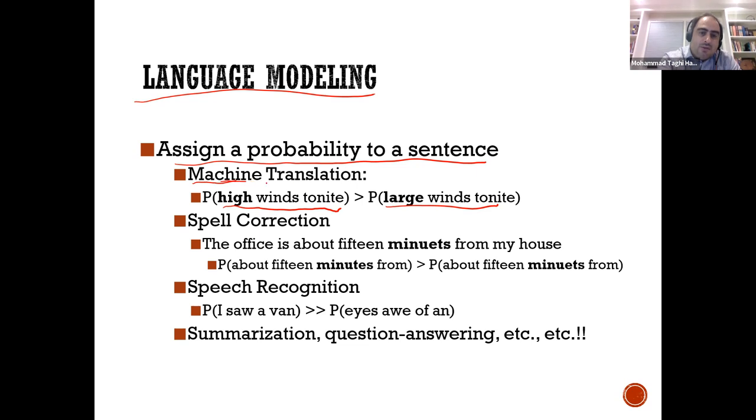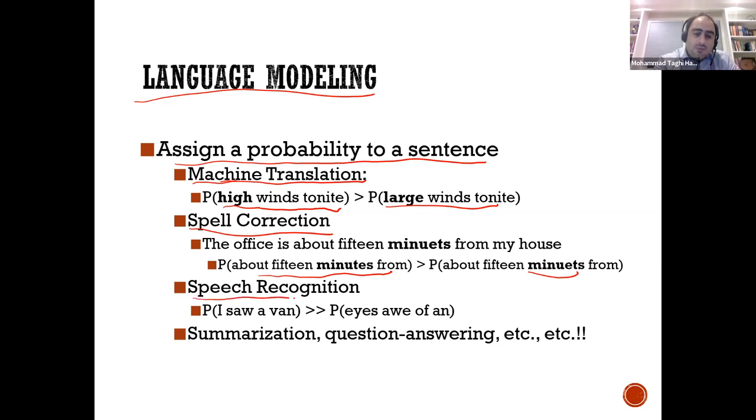This has lots of applications. For machine translation, it has this application. For spell correction, you can say the office is about 15 minutes from my house. Now, the probability of "about 15 minutes from" should be larger than the probability of the misspelled version, because this is not the correct spelling. This is the correct spelling, so its probability should be better. So it should be used for spell correction.